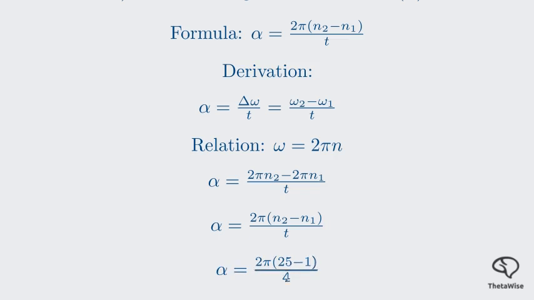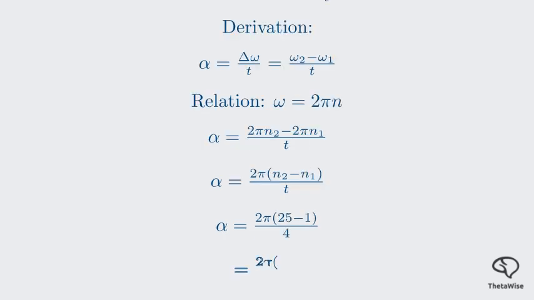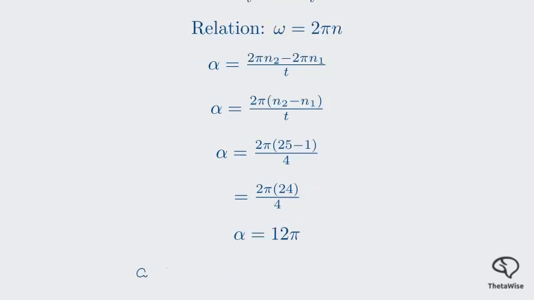Now, let's plug in the numbers. Alpha equals 2 pi times the difference in frequencies, 25 minus 1, divided by 4 seconds. Simplifying this, we get 12 pi. Plugging in the value for pi, we find that the angular acceleration alpha is approximately 37.704 radians per second squared. We have now found the angular acceleration.